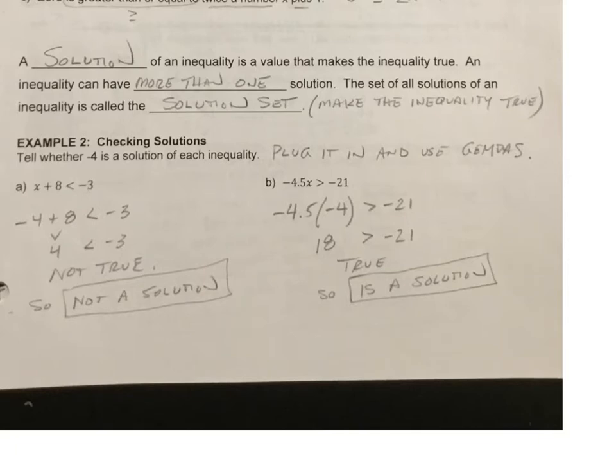So how do I know if it's a true statement? Here we have two different inequalities. We want to know whether negative 4 is a solution. The best way to do this is to plug in negative 4 for the variable and solve with GEMDAS. What is the bottom line? Well, negative 4 plus 8 is 4, is less than negative 3. That is not a true statement, so it is not one of our solutions from the solution set.